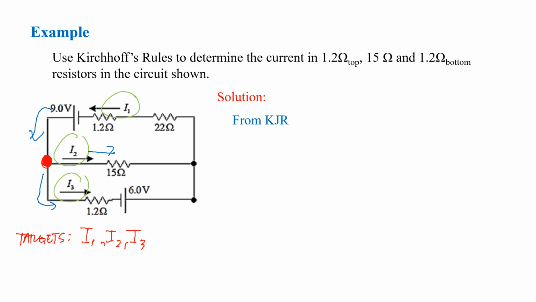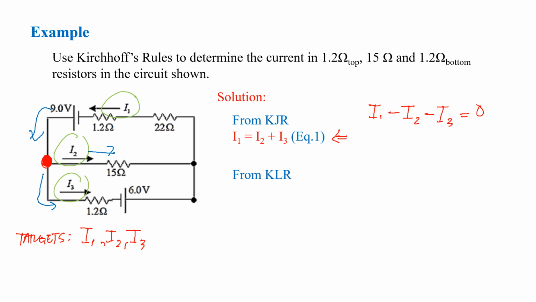So from your Kirchhoff's junction rule, you have this one here. You have the current I1 that's equal to I2 plus I3. And we label this one as your equation 1. So what we just have here is that you have your I1 minus I2 because it goes out, minus I3 again because it goes out, and that's equal to 0. And we rewrite it in terms of this equation here.